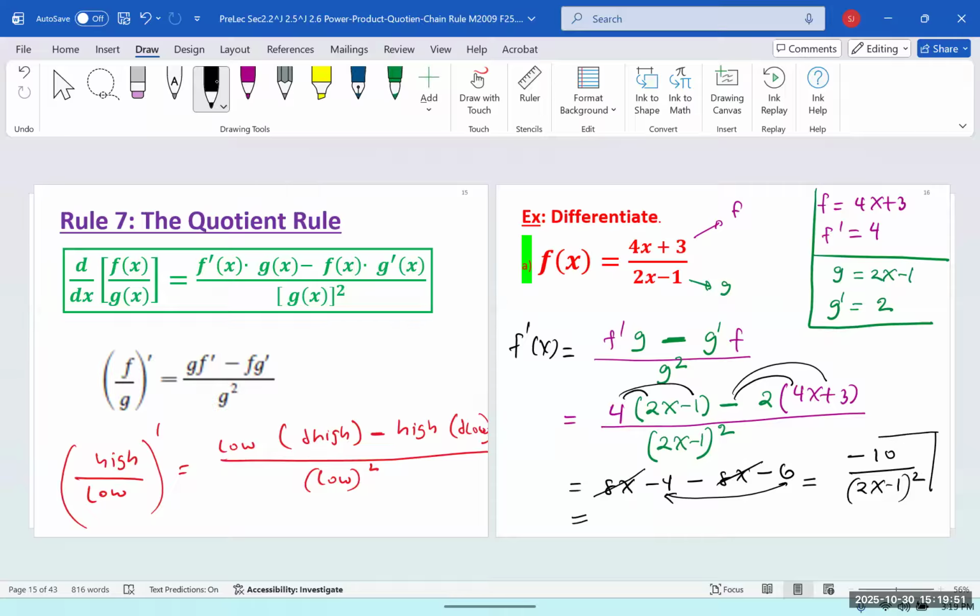Do not distribute the denominator. We need to keep the denominator unchanged, because sometimes when you simplify the numerator, we can cancel something with the denominator. Not always, but sometimes. Any question on this derivative rule? So which one is easier, product or the quotient? That's the final answer.